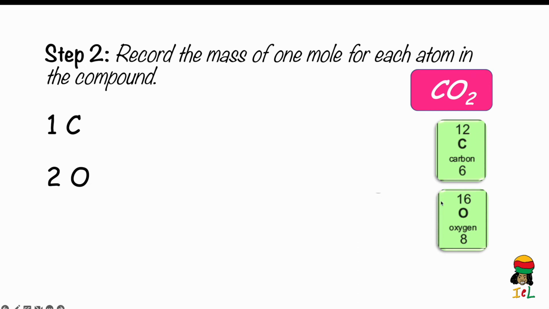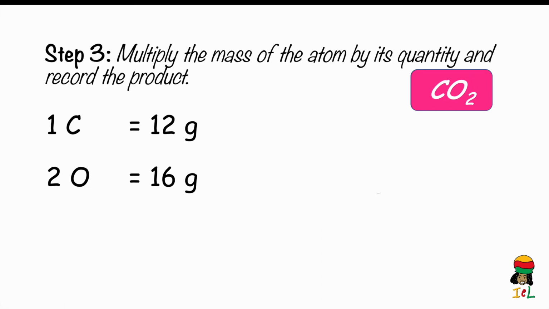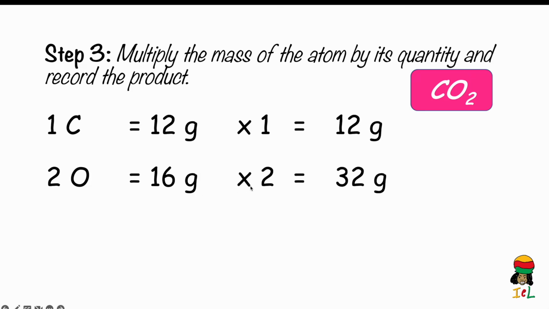The periodic table information shows that the mass of 1 mole of carbon contains 12 grams and that of oxygen is 16 grams. Step 3, multiply the mass of the atom by its quantity and record the product. So for carbon, we have 12 grams multiplied by 1 carbon atom, giving a total product of 12 grams. Oxygen, 16 grams multiplied by 2 oxygen atoms to give a total product of 32 grams.